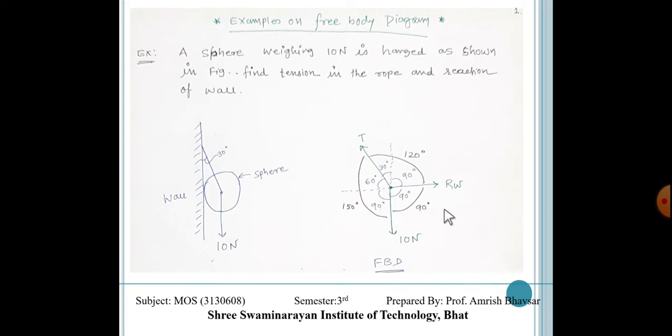Now, as per Lami's theorem, we have to calculate the whole angle between two forces. So this is 120 degrees, this is 90 degrees, and this is 150 degrees. What does Lami's theorem tell us? If we talk about T, then the opposite angle must be taken in the form of sine and divided into it. So T upon sine 90 is equal to Rw upon sine 150 and 10 upon sine 120.